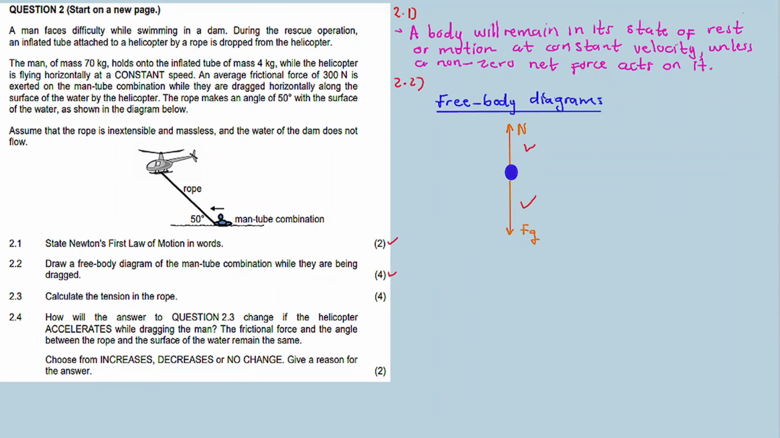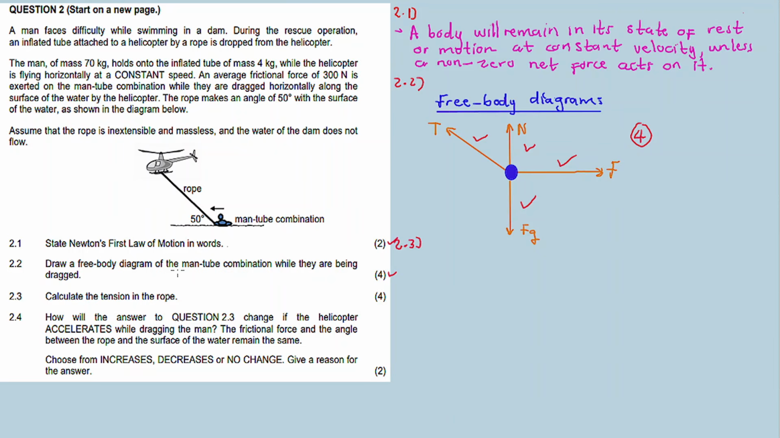So that's 2 marks already. And then you can't forget the tension, the tensional force. This force we get from the rope attached to the helicopter, and then there is the frictional force. So in total there are 4 forces acting on the man tube combination. So 4 marks, let us count: 1 2 3 4. Okay, 4 marks, definitely. So that's 6 marks already. So here you cannot lose marks. Do not lose marks in free body diagrams and defining the laws.